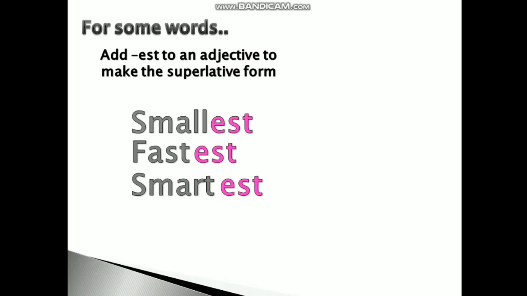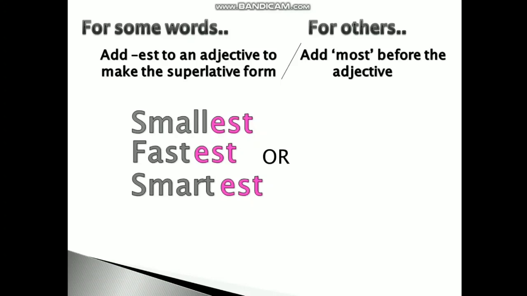Just as in the comparative form, you do not have to add er to the adjective to make it comparative in all cases. It's the same in the superlative form. You cannot add est to all of the adjectives that you have. For the other words, what you can do is you can add most before the adjective to form them. The superlative form of the adjective beautiful is not beautifulest because the comparative form is not beautifuler. So you have most beautiful.